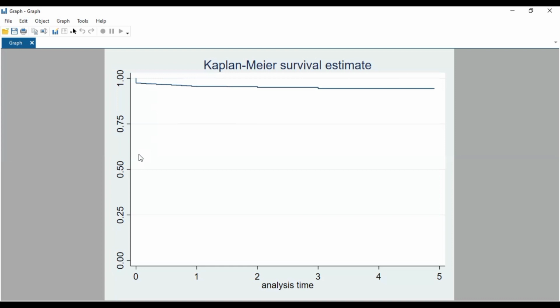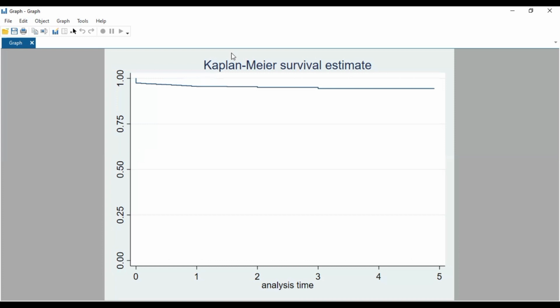Now, basically, this is how you can use the Kaplan-Meier to identify these key terms that I have mentioned: the probability of survival or survival function, the median survival time, and also to tell whether the survival rate is high or low depending on the steepness of the curve.